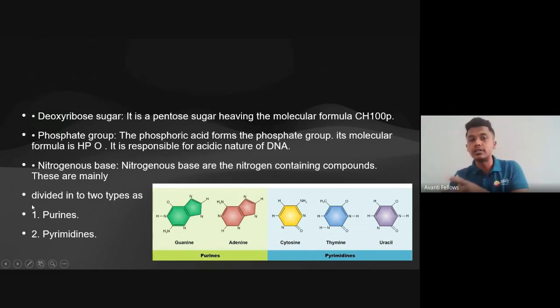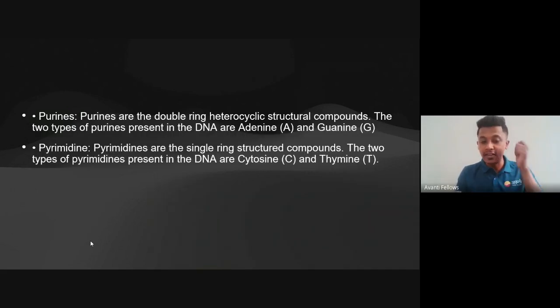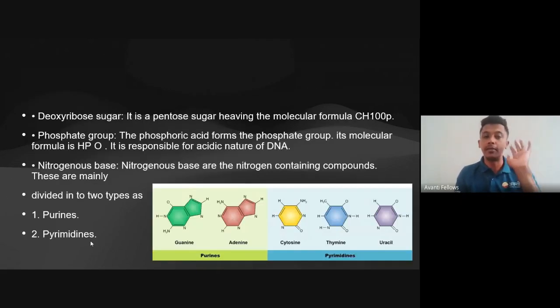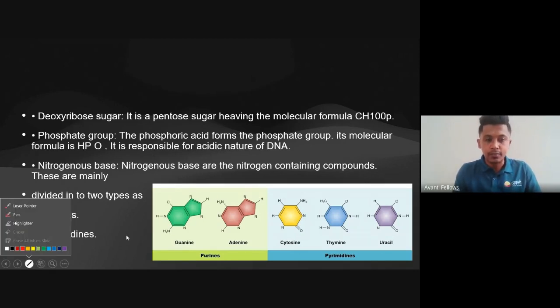So our bases come in two different forms. One we call purines, the other we call pyrimidines. So what is the reason we call them purines and pyrimidines? It's very easy, students. Let us take a look at this particular structure.